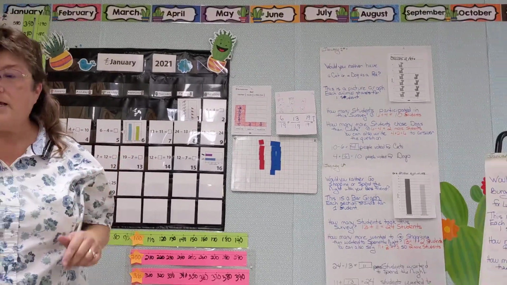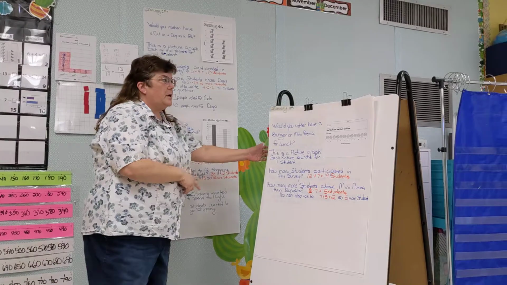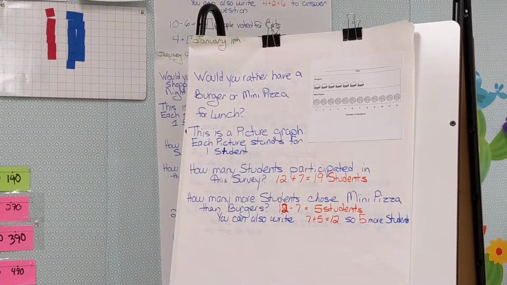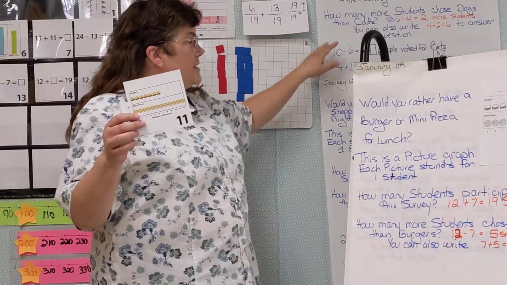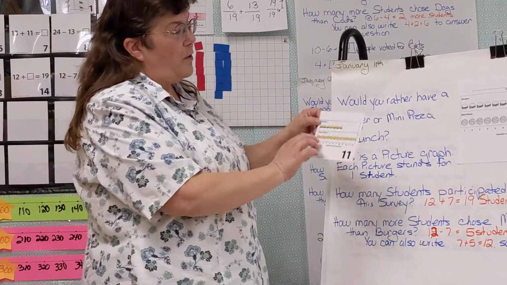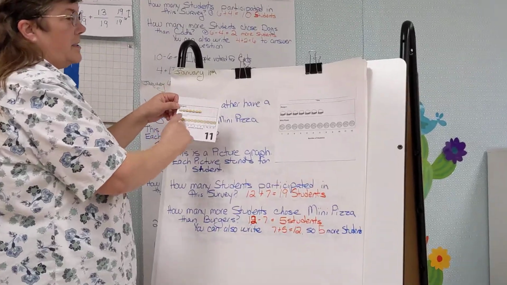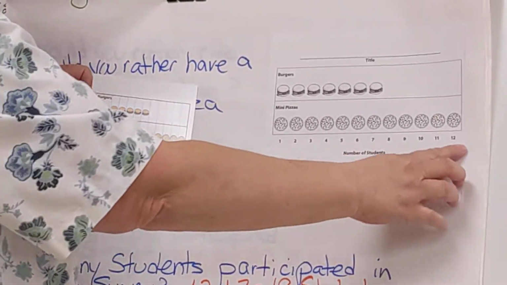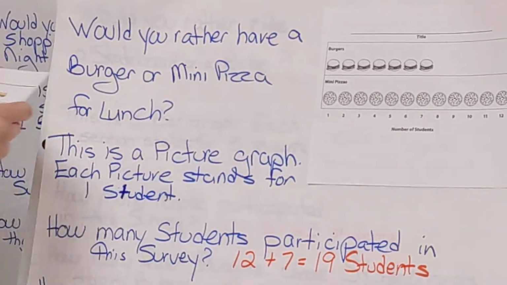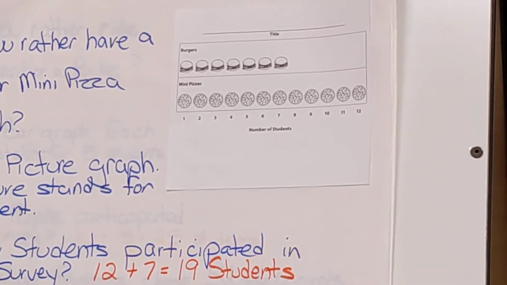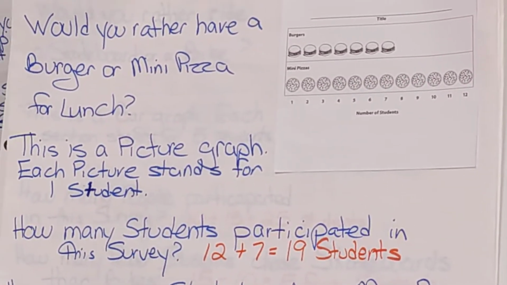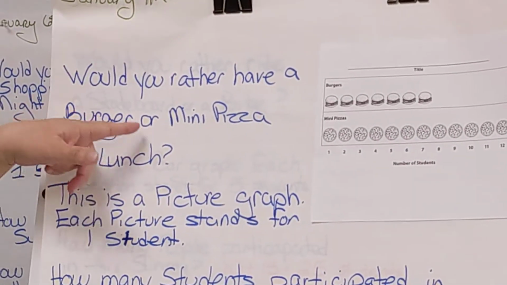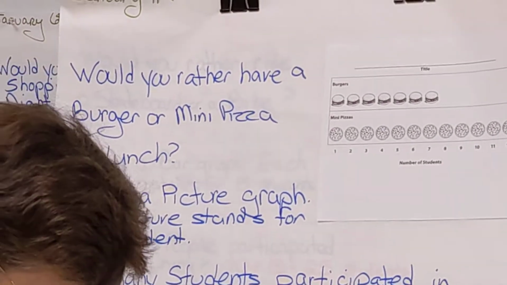Okay, you guys, I said we get to work on answering all the graph questions. So here is the graph for the 11th. We've already done the 1st and the 6th, and now this one is for the 11th. I've got burgers across the top. I've got mini pizzas across the bottom. Number of students, I have 1 through 12. I do not have a title yet, so we get to work on that. In our book, this one was called, Would You Rather Have a Burger or a Mini Pizza for Lunch?